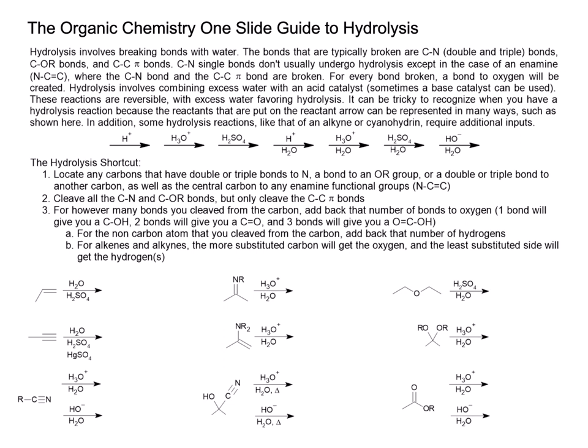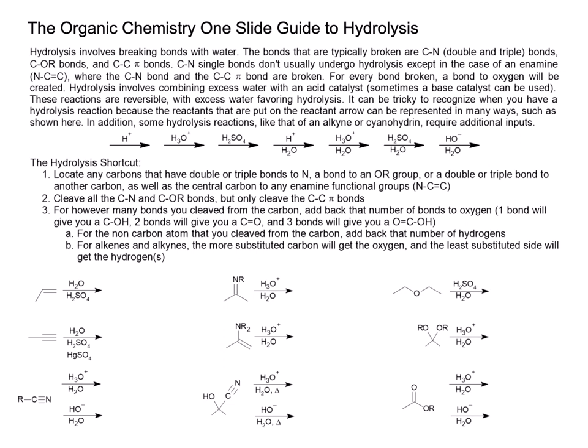The first thing we're going to do is locate any carbons that have double or triple bonds to nitrogen, a bond to an OR group, or a double or triple bond to another carbon, as well as the central atom to any enamine functional groups. Next, we're going to cleave all the carbon-nitrogen bonds and carbon-oxygen bonds that we've identified from step 1, and we're only going to cleave the carbon-carbon pi bonds.